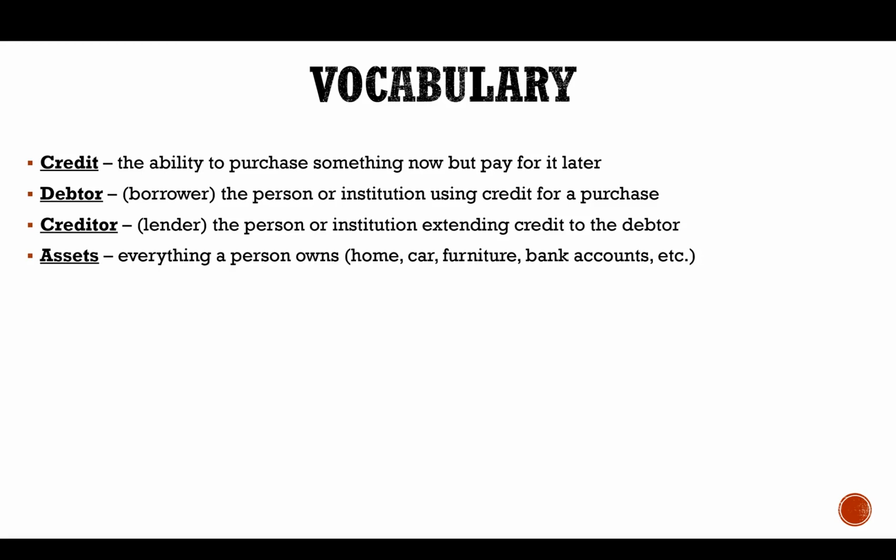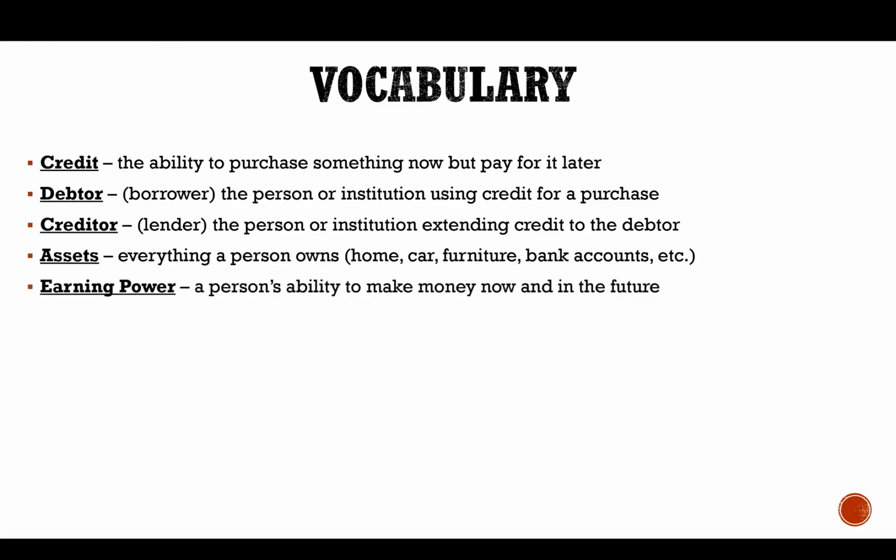All right, so anything that you own that has value is considered an asset. All right, earning power. Earning power is exactly what it sounds like. It's a person's ability to make money right now, but also in the future.